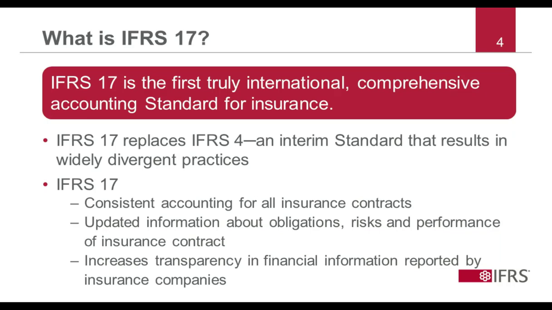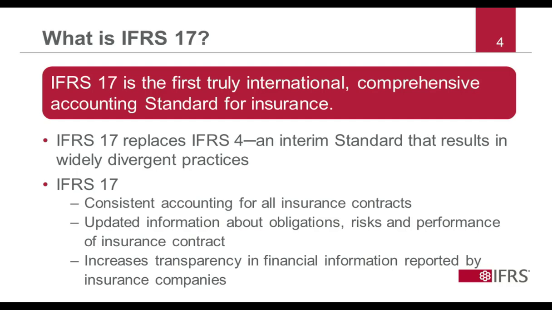So, starting with what is IFRS 17. It's the first truly international comprehensive accounting standard for insurance contracts. It replaces IFRS 4, which was the previous standard for insurance contracts, and when introduced in 2004, that standard imposed limited specific requirements because it was deliberately intended to allow for the continuation of many existing insurance accounting practices.